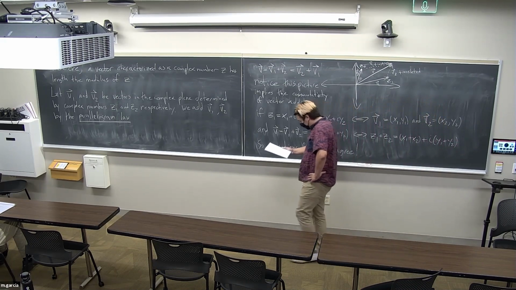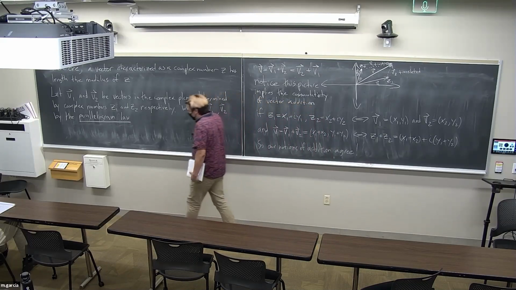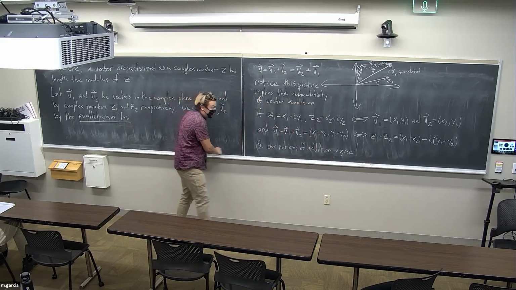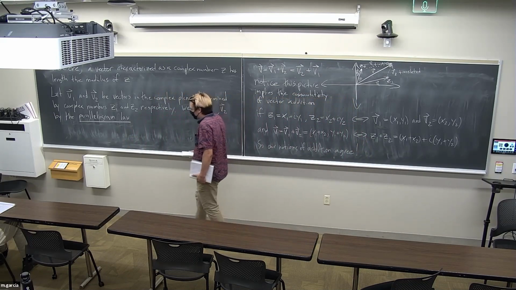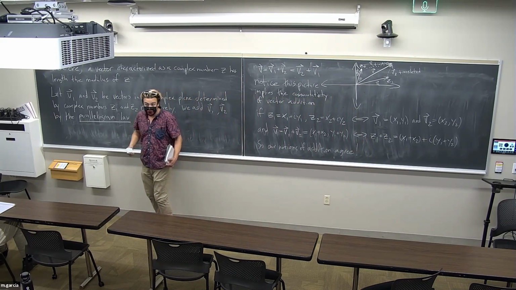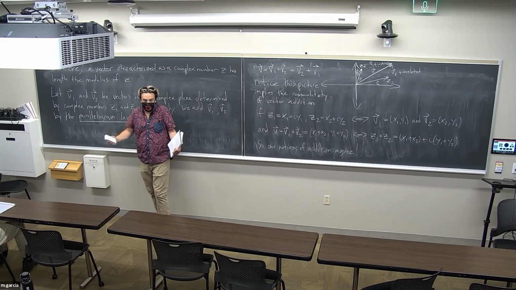Okay. So now that we have this correspondence, we'll often just say the vector z, meaning the vector that's specified by the complex number z. Okay?